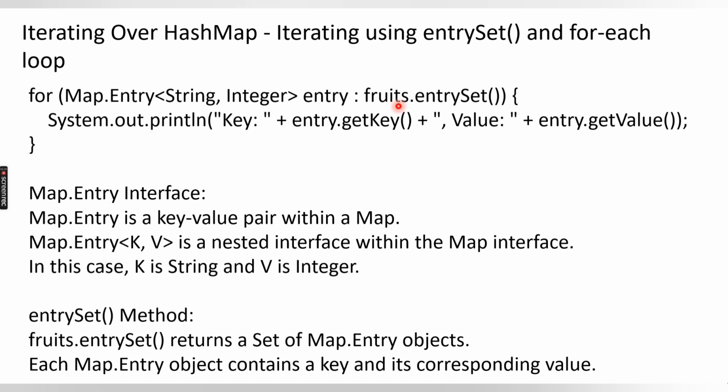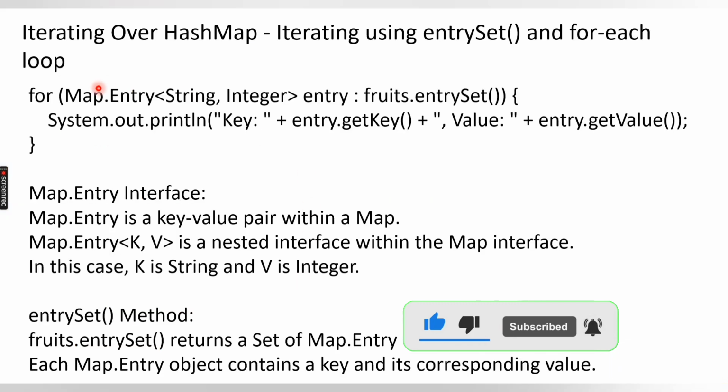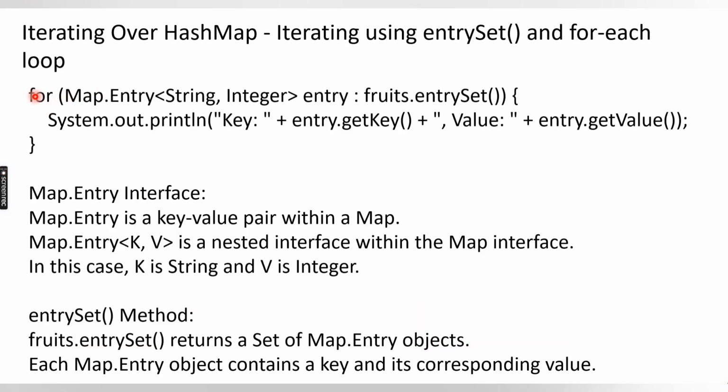So this is what we are going to use. This is the name of my hash map, which is fruits.entrySet, and we have seen what this particular statement is returning to us. It returns these values, and once we get these values, then we need to iterate over them using the for loop.